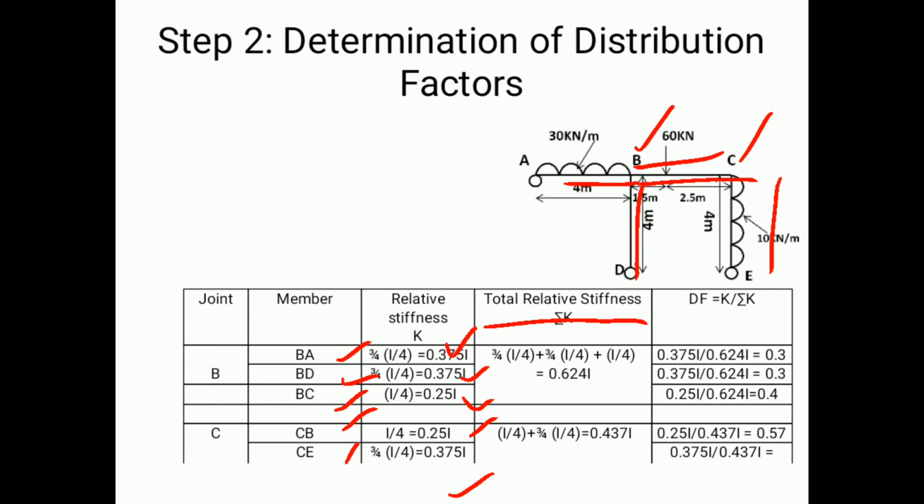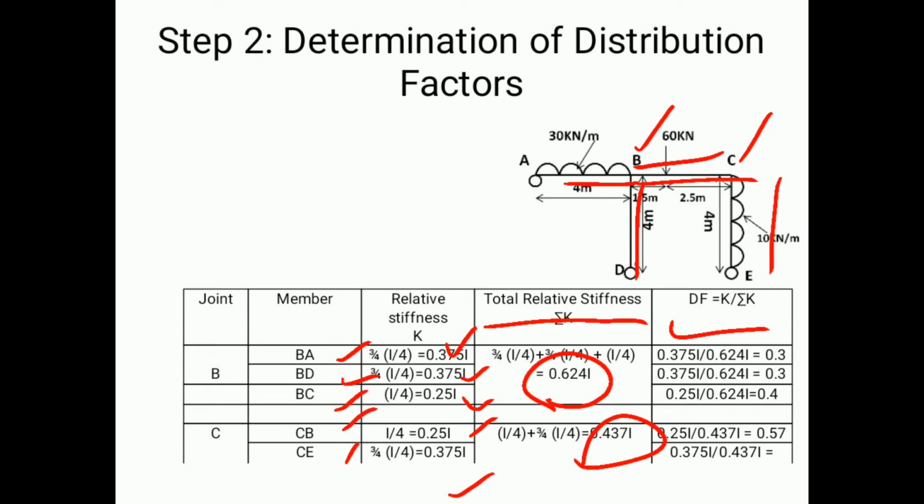What I have got, I need to add all these three relative stiffness, that is 0.375 I plus 0.375 I plus 0.25, so that I will get the total relative stiffness, that is 0.624 I. So similarly for joint C, I have two members, two relative stiffness with two members in concern. So therefore that is 0.25 plus 0.375 I will get it as 0.437 I.